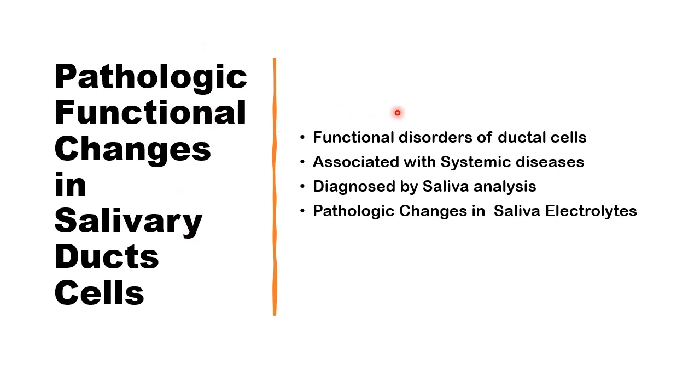These are functional disorders of the cells associated with systemic disease. It can be diagnosed by the analysis of the secreted saliva. The pathological changes in the saliva electrolytes in particular would reflect the condition affecting the duct cells.